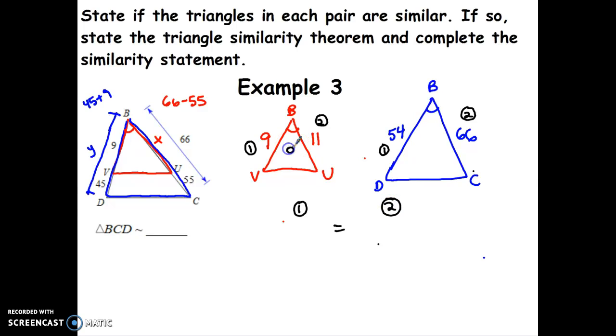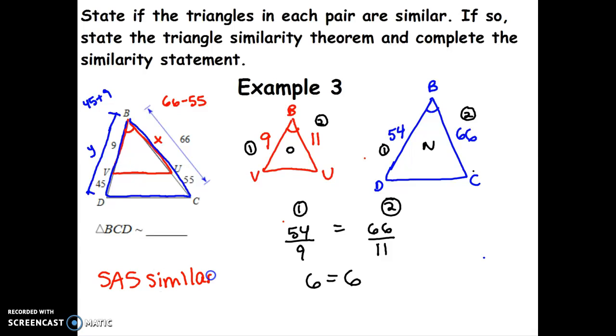If we make this our original and our new, for the 1s, that will be 54 over 9. And for the 2s, that will be 66 over 11. 54 divided by 9 is 6. And 66 divided by 11 is also 6. So that tells us that these sides are proportional. If we have two proportional sides and we have a congruent angle, then our answer is side-angle-side similarity. Again, you must write the word similarity because we also have a congruence theorem that is SAS.